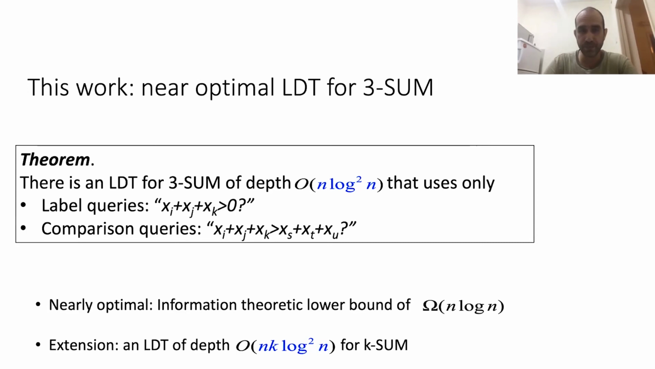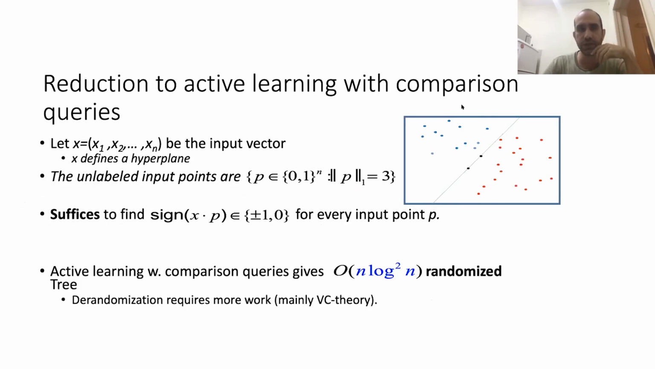Now, the last thing I want to show you before Shachar takes over is what it has to do with the previous active learning problem. So now I will show you how to think about this three-sum problem as an active learning problem. In the three-sum problem, we have this input array x1 up to xn. Think about it as a normal to a hyperplane that passes through the origin, right?